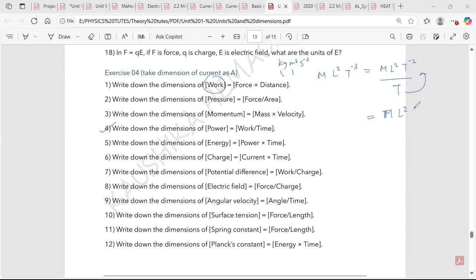So ml squared t minus 2 into t minus 1. So it's minus 2 plus minus 1, that's minus 3. No? Minus 2 minus 1 is minus 3. ml squared t minus 3. So it's the same. It's the same. Ninth one.